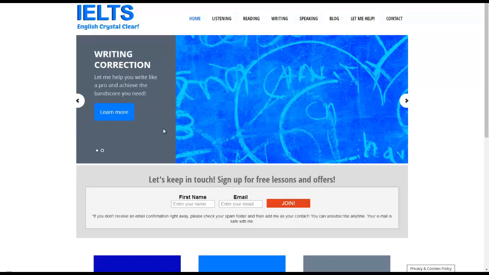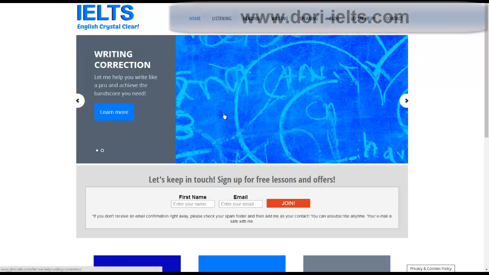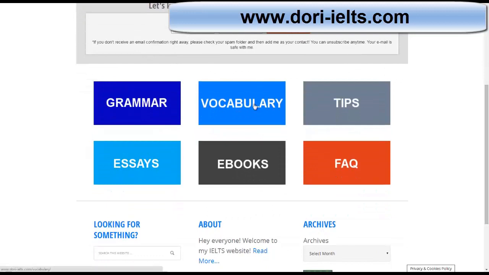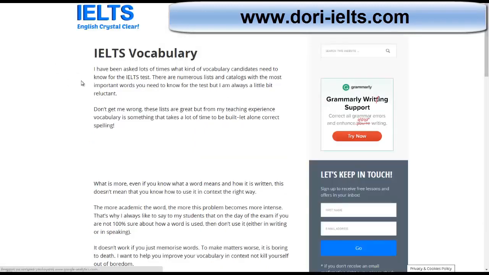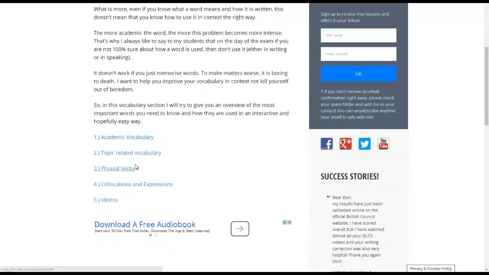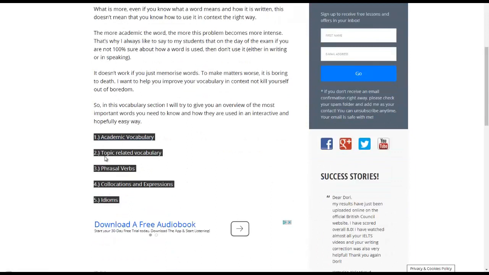Okay, so as you can see here, we are on my site's homepage. You scroll down a little bit and you click on the vocabulary section here, and you're going to end up here. I explain a little bit of how this works. And we end up in these 5 categories: academic vocabulary, topic-related vocabulary, phrasal verbs, collocations and expressions and idioms.